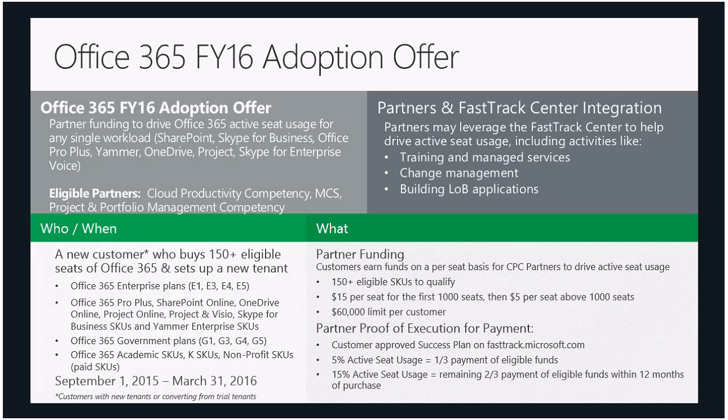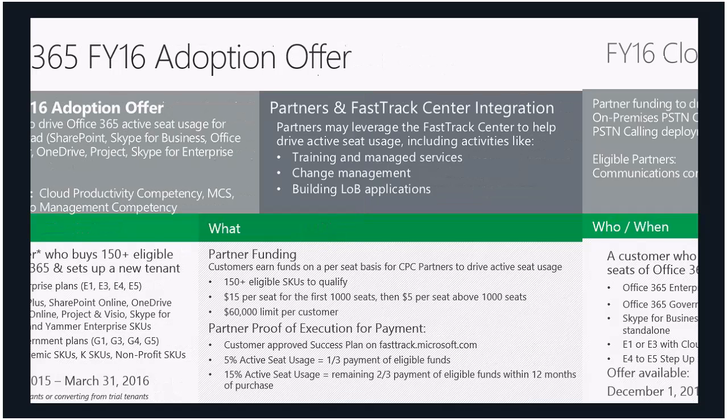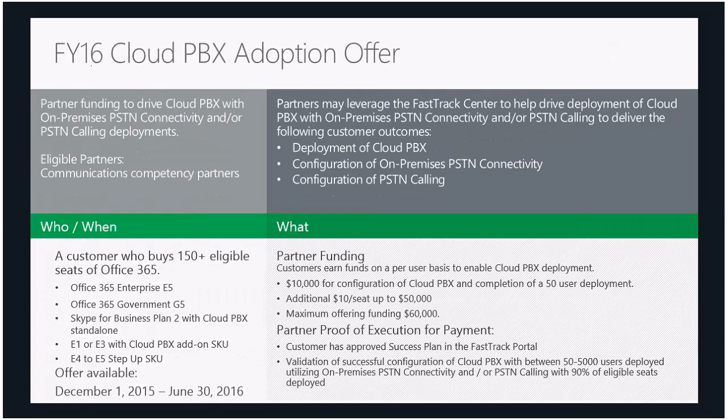Next, I want to talk about a new offer that was just released on December 1st. This one is the Office 365 FY16 Cloud PBX Adoption Offer. What's unique about this one is if you are a partner that happens to have a communications competency and a cloud productivity competency, you can submit for both of these offers. So what this means is that you can submit for up to $120,000 of partner funding to go deploy Cloud PBX and some of the other workloads within Office 365.